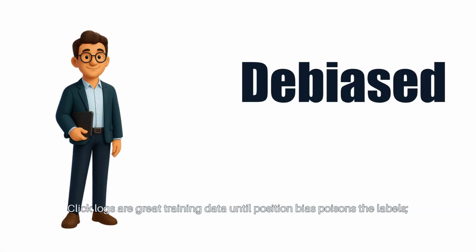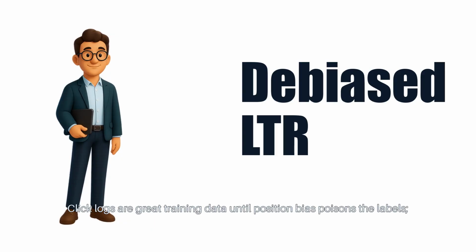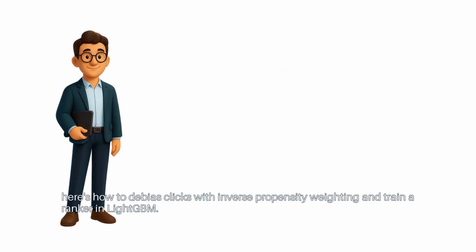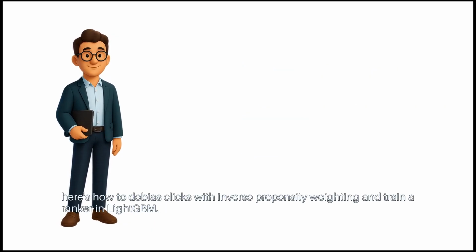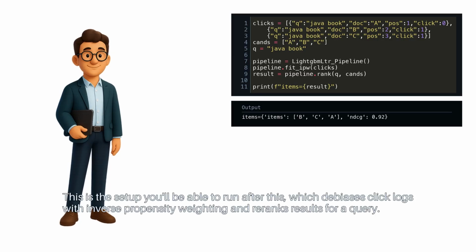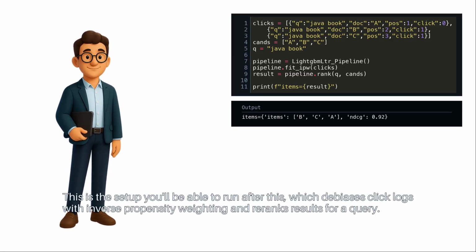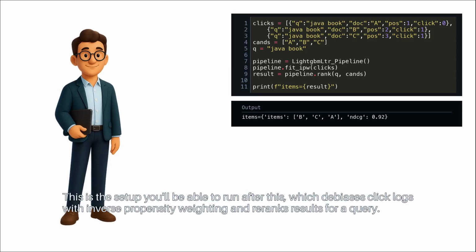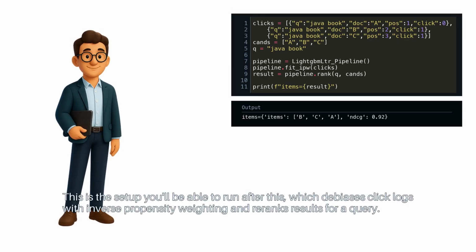Click logs are great training data until position bias poisons the labels. Here's how to debias clicks with inverse propensity weighting and train a ranker in LightGBM. This is the setup you'll be able to run after this, which debiases click logs with inverse propensity weighting and re-ranks results for a query.